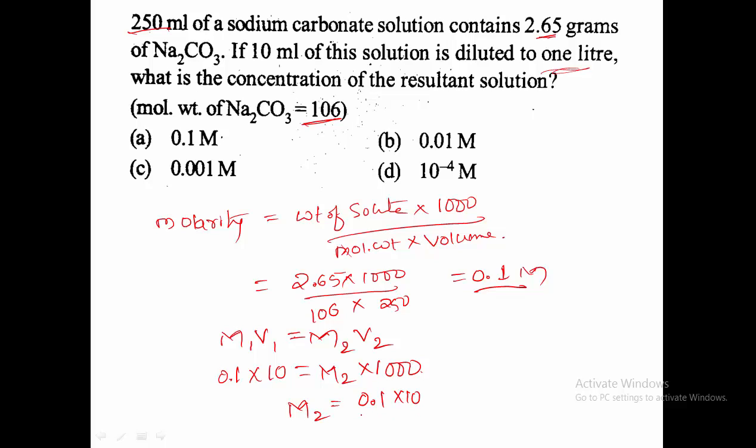So M2 is equal to 0.1 into 10 divided by 1000. So how much it gives? It gives 0.001 m. So this is the molarity of the resultant solution. So which option is right here? Option C is the right answer.